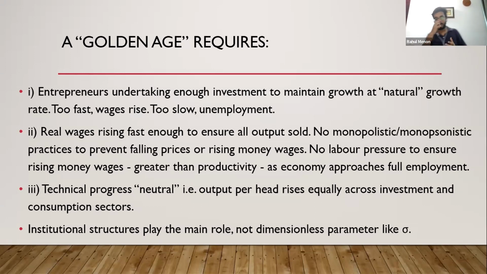So what Robinson is saying, and that is why she called it a golden age, is that this is mythical. You're never going to have all of these processes happening at the same time to ensure smooth growth. Saying that all of this will happen if the elasticity of substitution equals 1 is negating the social, institutional, and technical structures that make up a capitalist economy.